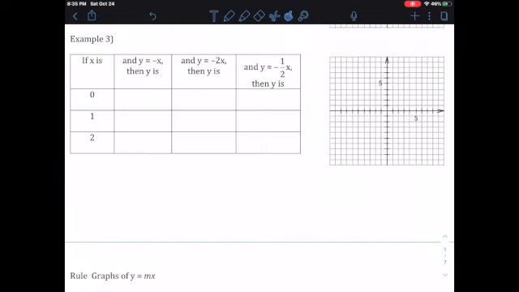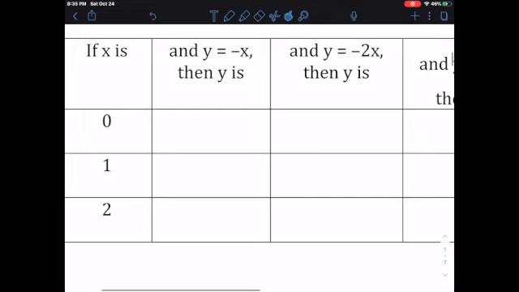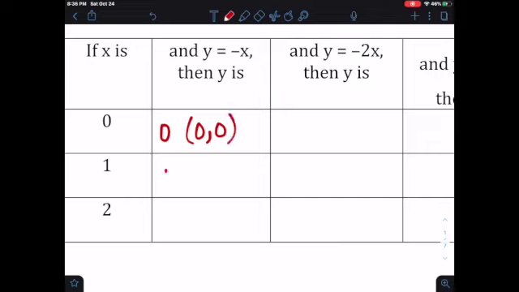Now with example number 3, it's a different type of situation. Now we are going to plug in 0 with the negative numbers. So let's take a look. If you plug in 0, you will have 0. And the point is just 0, 0. If you plug in 1, it's going to be -1. That's going to be 1, -1. If you plug in 2, that's going to be -2. And the answer will be 2, -2.